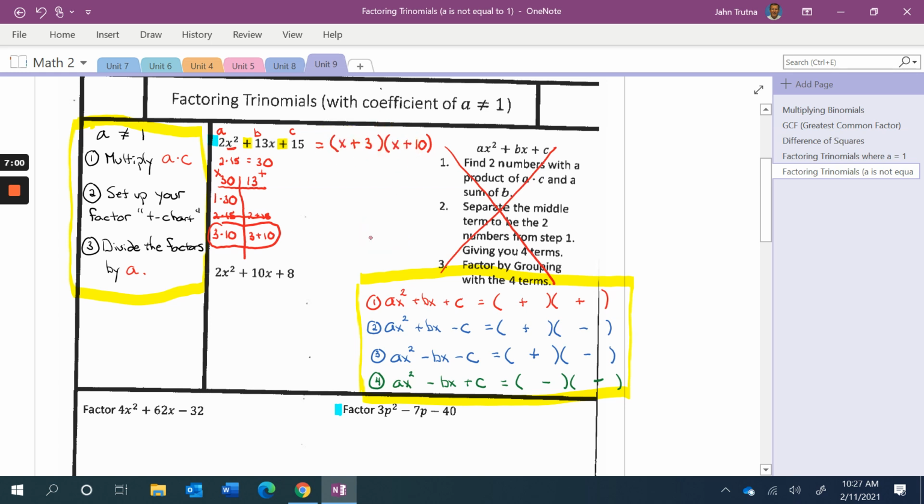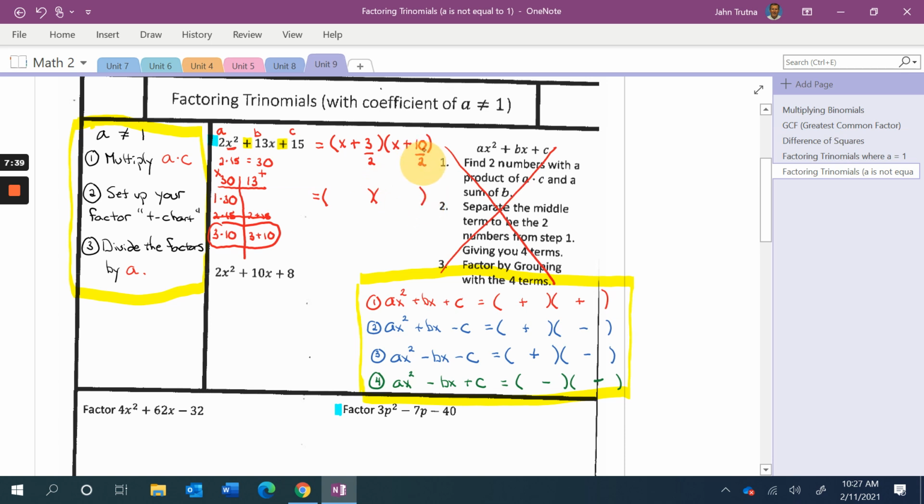Now you're not done though, because now we need to go to step 3, and this is the extra step. There are basically 2 extra steps you have to do when you have an A value that is not 1, in other words, a number in front of the x squared that's not 1. Step 3 says divide the factors by A. My A value was 2, so you take the numbers you just factored and divide them by 2. Then you're ready to write your final factored answer.